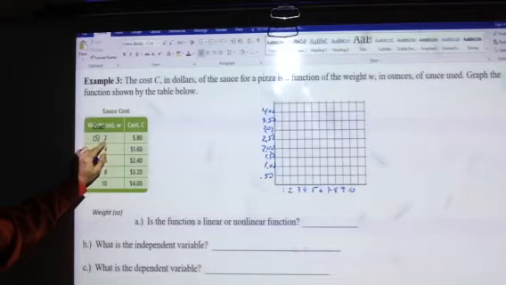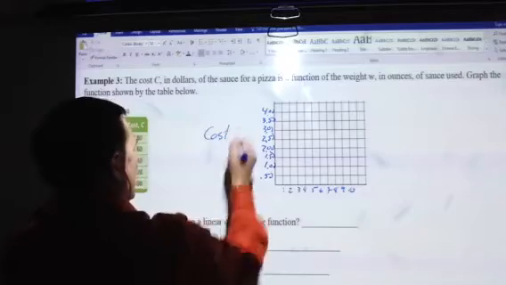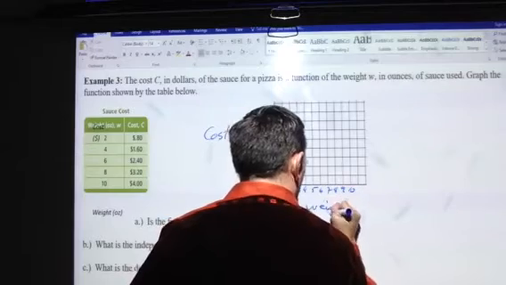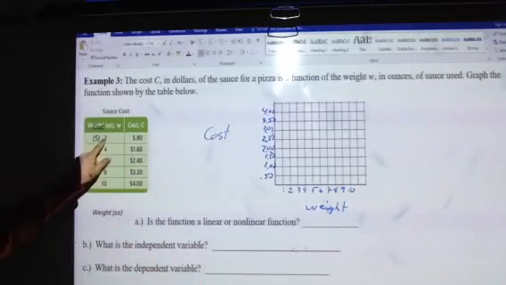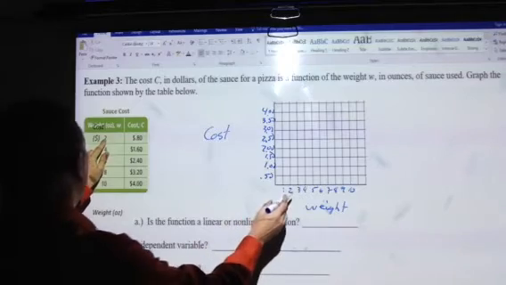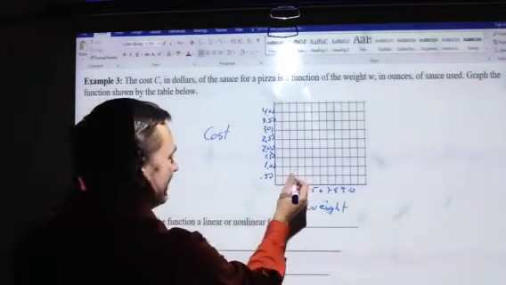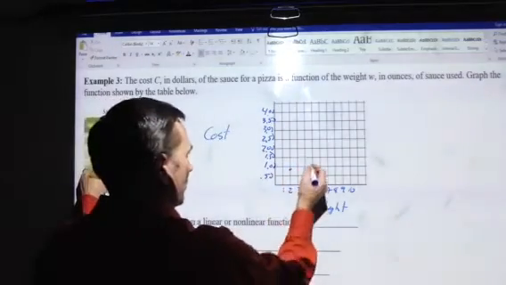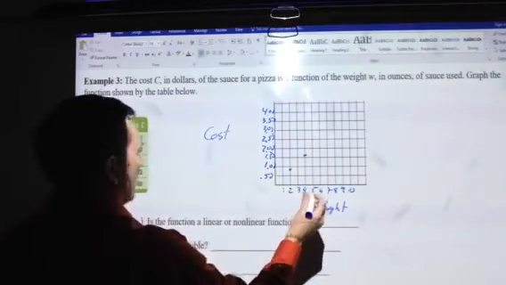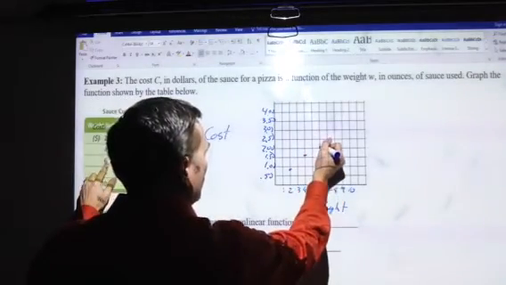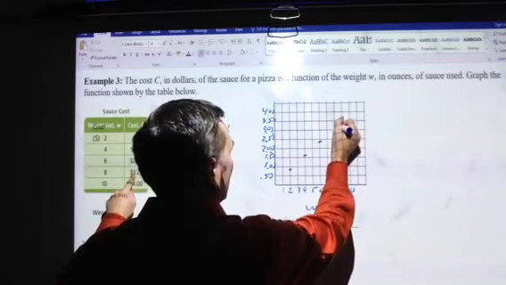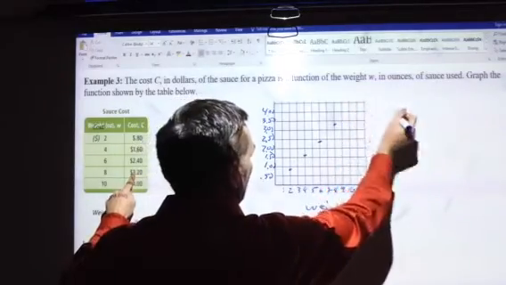Over here we have cost. Sorry, my computer got a little messed up. And we have weight here. So when we have a weight of 2 ounces, the cost is 80 cents. When the weight is 4 ounces, we're at $1.60. When we're at 6 ounces, we're at $2.40. We're at 8 ounces, we're at $3.20. And then we're at 10 ounces, we're at $4.